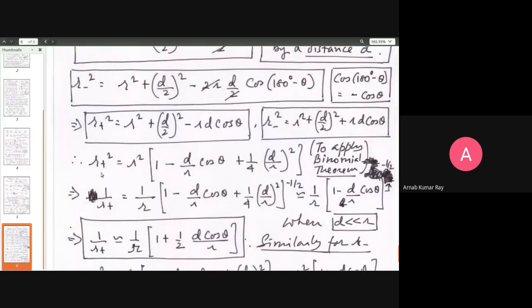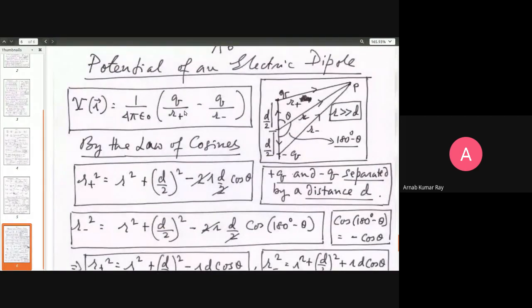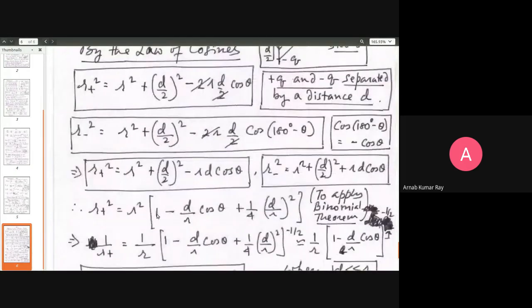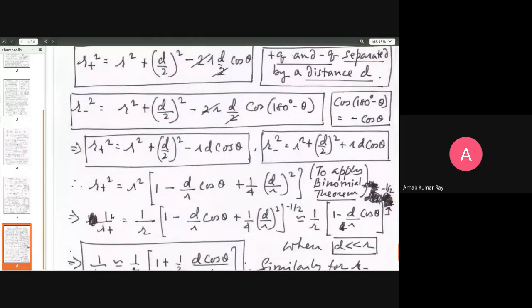But why are we interested in this r plus? Because we have to substitute it here. But here we actually have got the inverse of r plus cubed, or rather 1 by r plus cubed. The q and the cube here is a common factor that can go out. So it will be 1 by r plus cubed minus 1 by r minus cubed. So that is what we have to do.